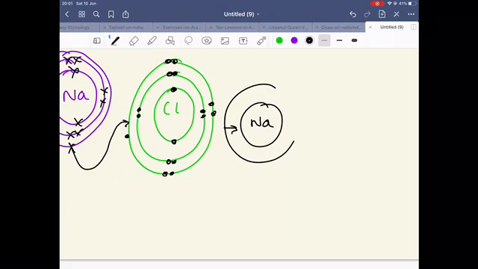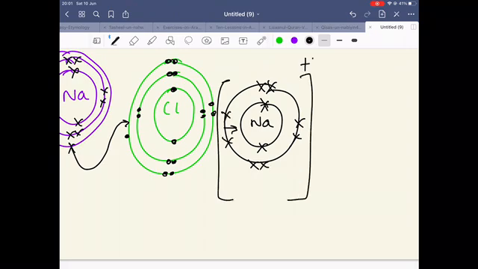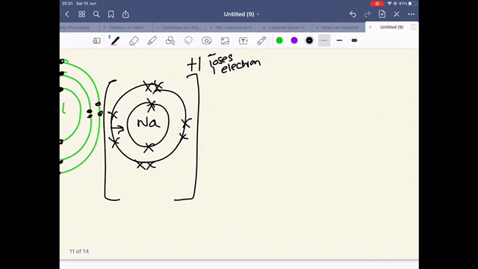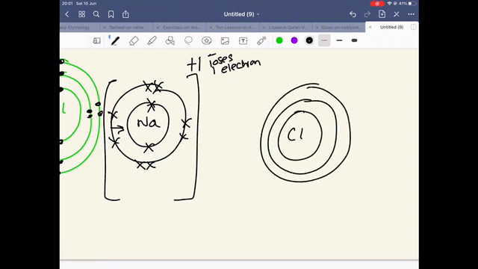So when we redraw the ion, because sodium has lost the outer shell since it's donated the electron, it now only has 2 electron shells. To show that this is now an ion, because we've lost the electron, we write +1. Why? Because electrons are negative. So we've lost a negative electron. We've lost one negative electron. So the charge of the ion is +1. This is why metals form positive ions.